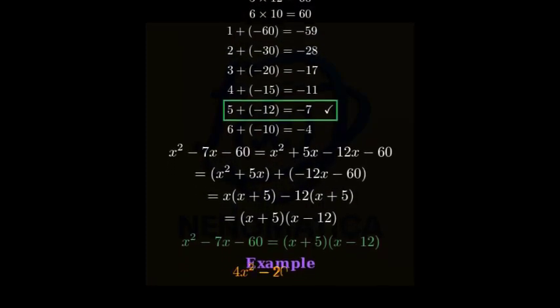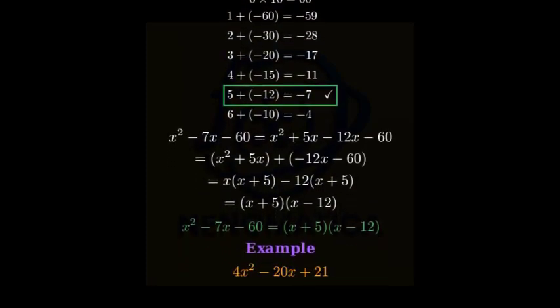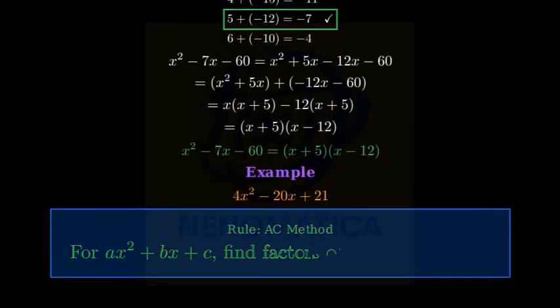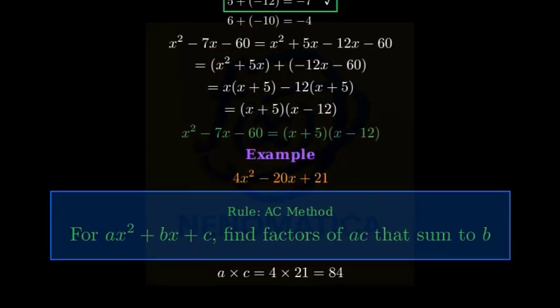Now we have 4x squared minus 20x plus 21. This is a bit more complex because the coefficient of x squared is not 1. We need to use a slightly modified approach. For trinomials in the form ax squared plus bx plus c, where a is not 1, we need to find factors of a times c that sum to b. In our case, a equals 4 and c equals 21, so a times c equals 84.